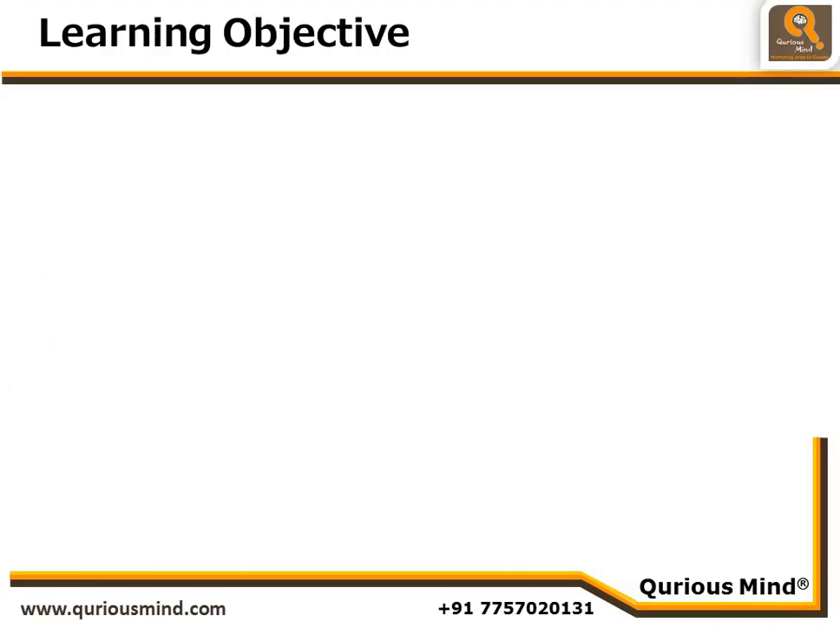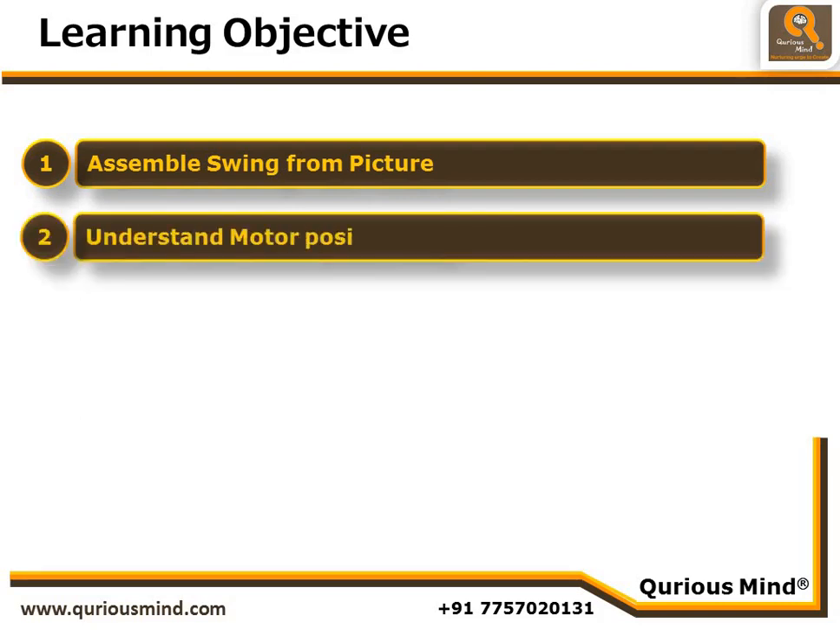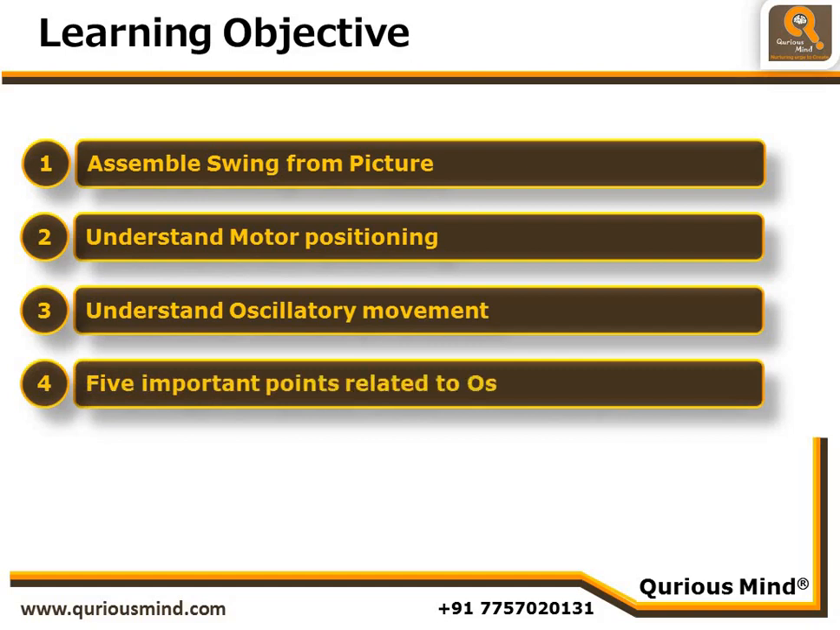So what are our learning objectives? Assemble the swing from a picture. You will be given a picture only and you will have to assemble the swing looking at the picture. We will also understand motor positioning. We will understand the oscillatory movement. We have learned it and we will understand it while we are building it now. And we will revise our understanding about 5 important points related to oscillatory movement.